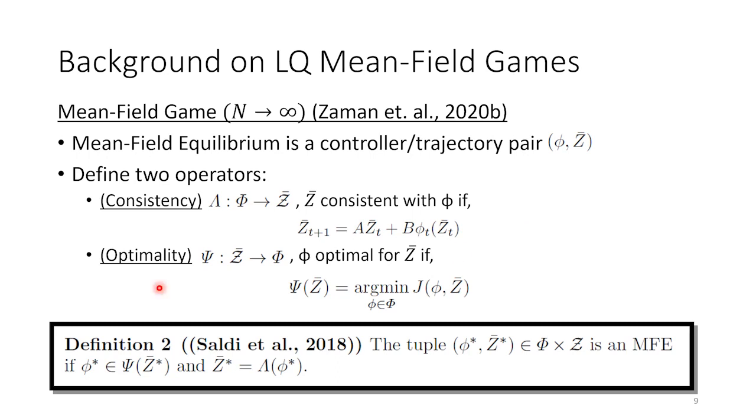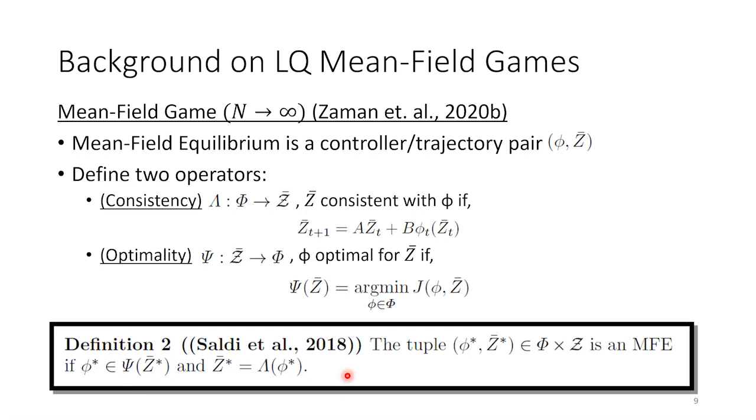The second operator is the optimality operator. It is kind of like an inverse of the consistency operator. Given a mean field trajectory, given that you know how the infinitely many players are behaving, what is the best controller for the generic agent? So we have the argmin of J, which means that given a mean field z bar, it outputs the optimal controller for that mean field, and we call this the optimality operator.